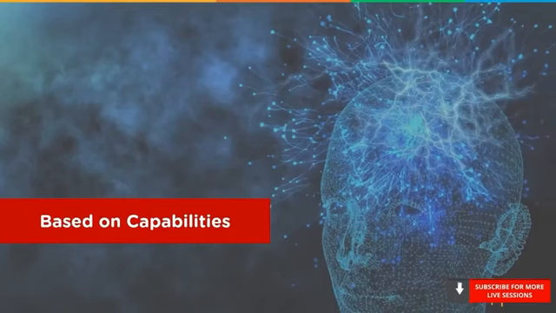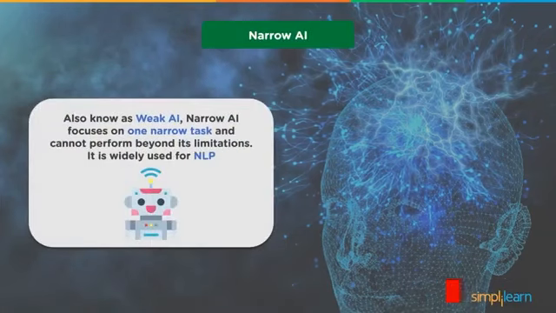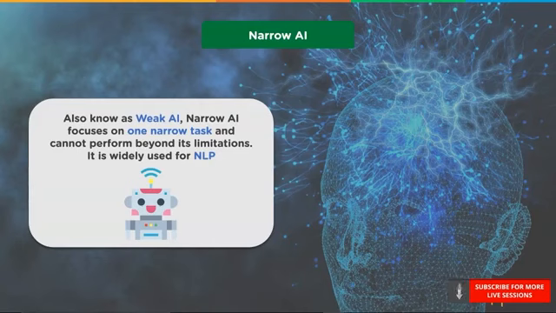First, we will look at the different types of artificial intelligence based on capabilities. So what is narrow AI? Narrow AI, also known as weak AI, focuses on one narrow task and cannot perform beyond its limitations. It aims at a single subset of cognitive abilities and advances in that spectrum. Applications of narrow AI are becoming increasingly common in our day-to-day lives as machine learning and deep learning methods continue to evolve.